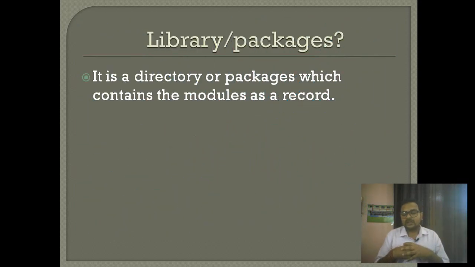The alternate name of the library is packages. It is a directory of packages which contains modules as records. Clear? So ये एक तरह की directory है. We are going to create a directory which will contain the packages, which will contain the modules, and these modules will contain the functions, and so on in a hierarchy model. Clear? So that is the way to define the library.